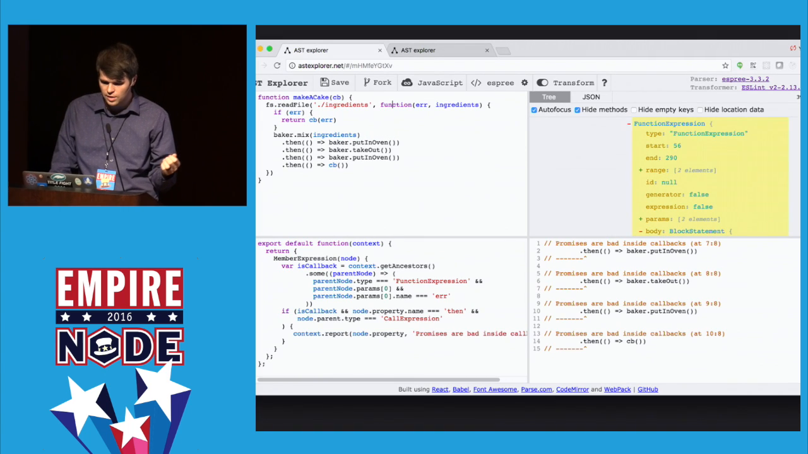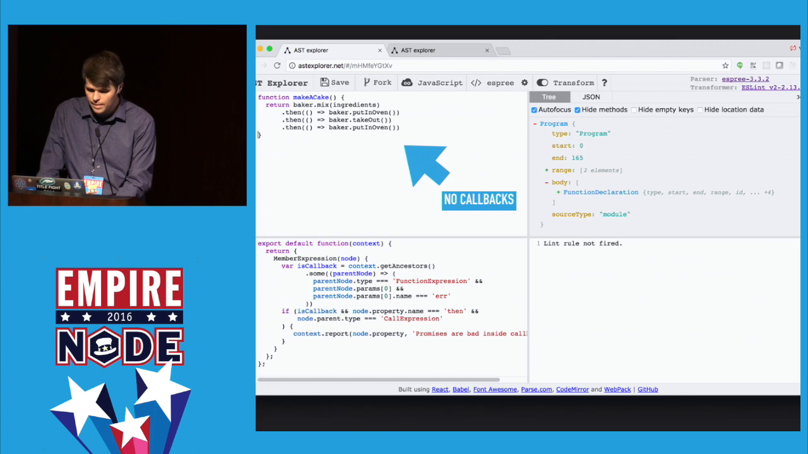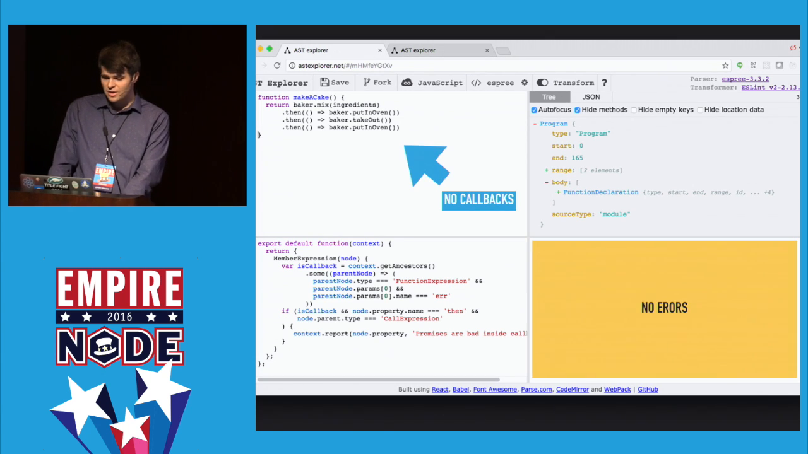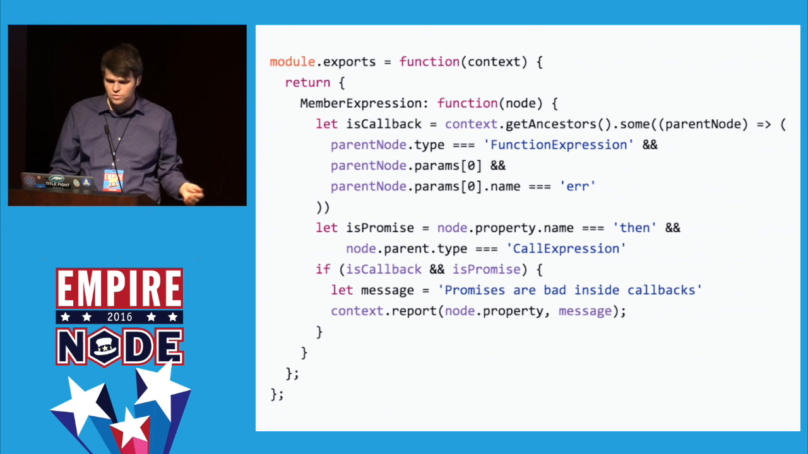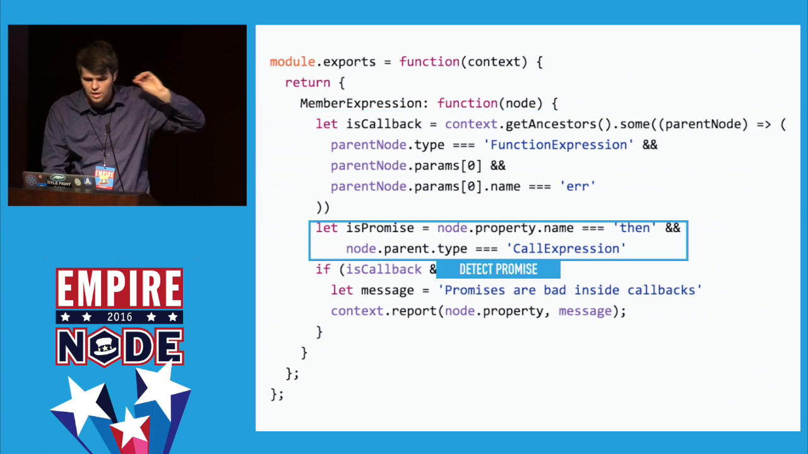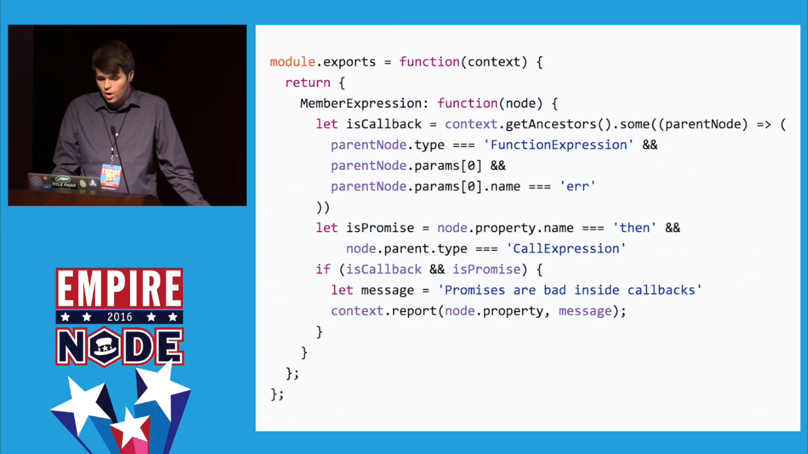So we put that code in there, and then we can remove the callbacks, and you'll see that the errors go away. So the whole rule is like 20 lines of code or something like that. We detect a callback, then we detect a promise, and then we can report our error. That's really all that there is to it.